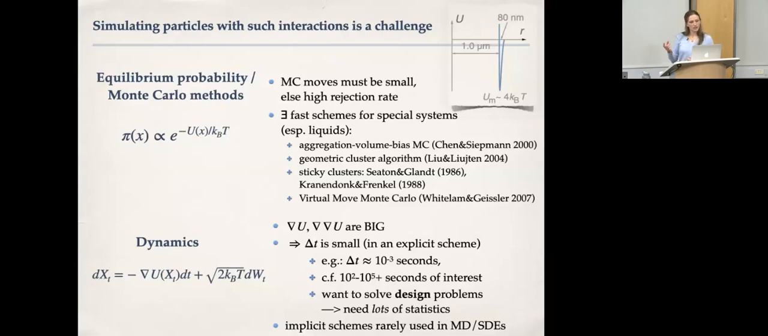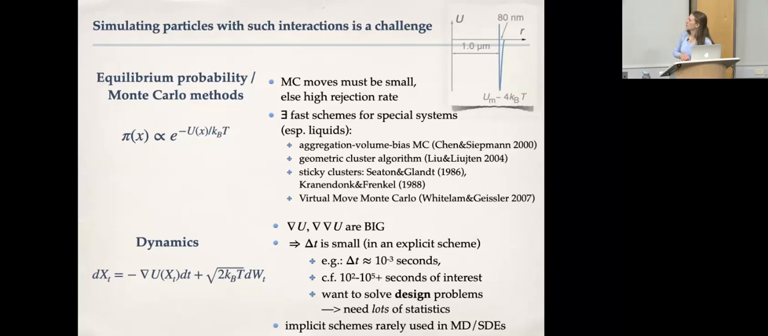I will point out that there are special schemes that have been developed to handle this, particularly in disordered systems like liquids. But these schemes are not generalizable. So we can't apply them to simulate something with a backbone, for example, or to study crystal nucleation, where we're interested in the much more ordered structure of a crystal nucleus.